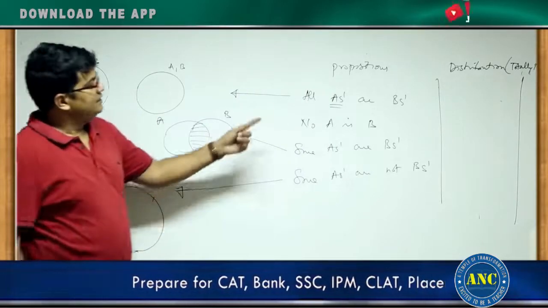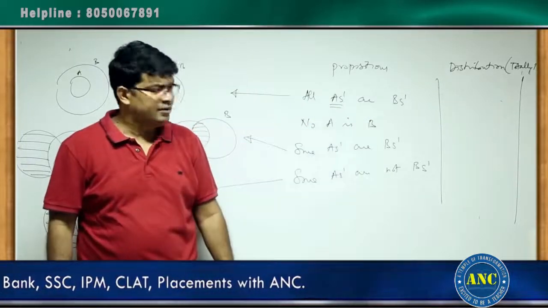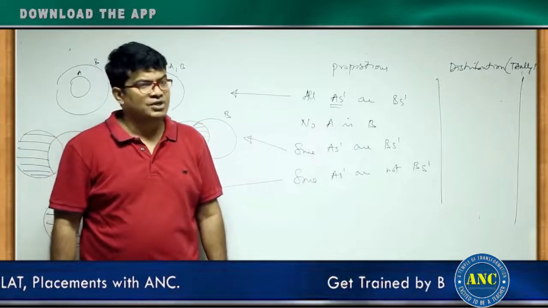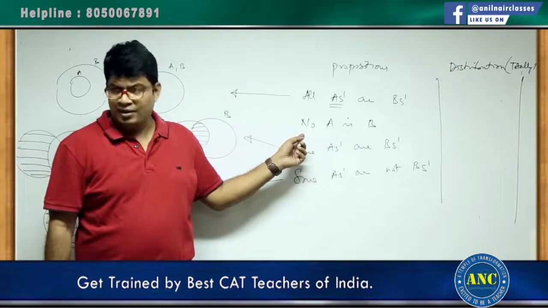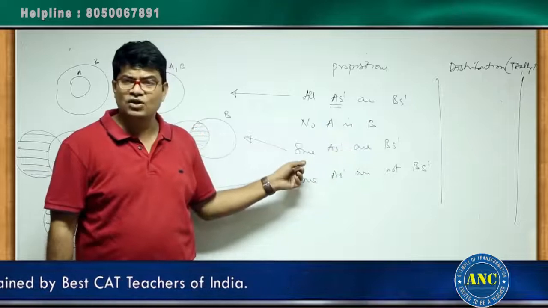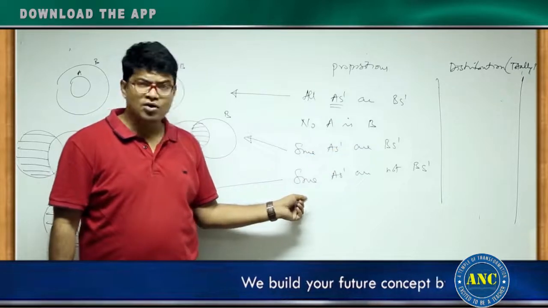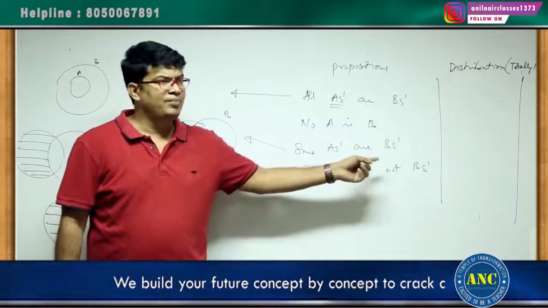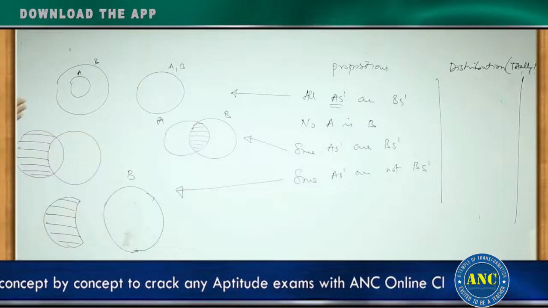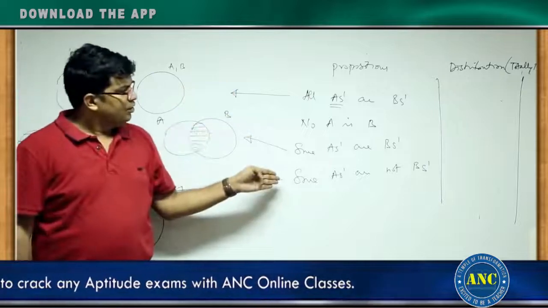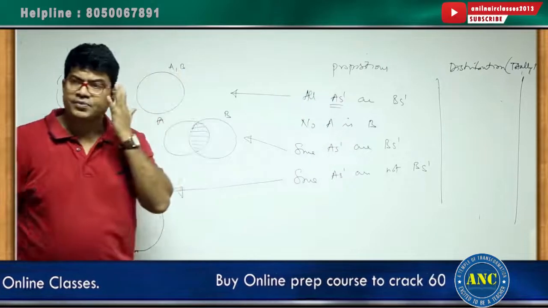Now, in a statement like all A's are B's, what is the subject and what is the predicate? A is the subject. Very good. A is the subject and B is the predicate. No A is B. A is the subject and B is the predicate. Some A's are B's. A is the subject and B is the predicate. Some A's are not B's. A is the subject and B is the predicate. Now here in our 4 propositions, in everything there is a subject, there is a predicate, right?